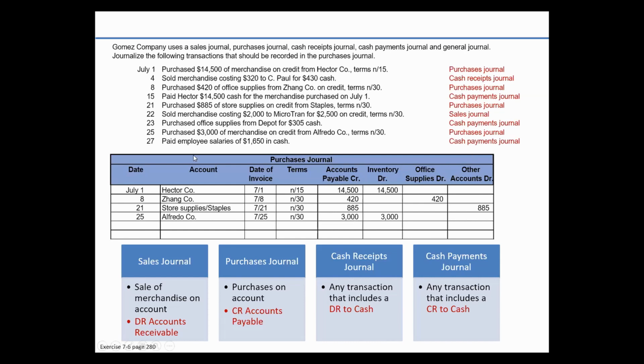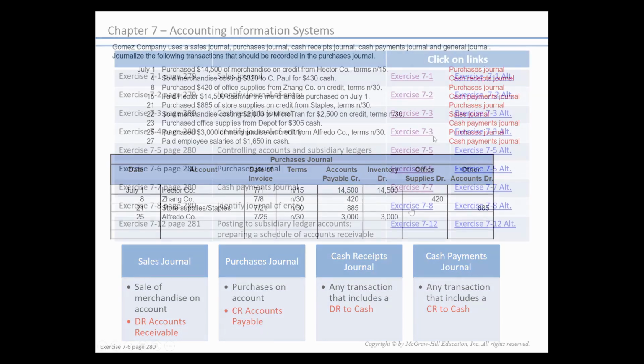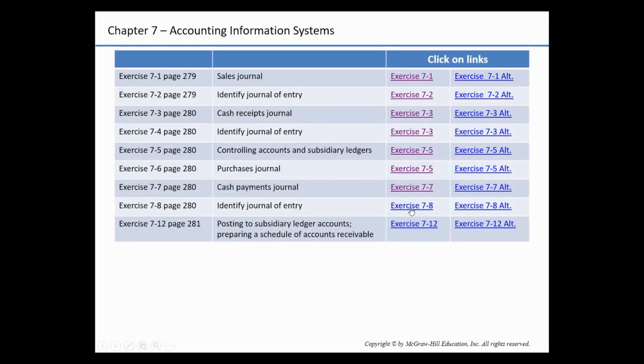And then finally on the 27th, we paid employee salaries of $1,650 in cash. Now, again, this could have been by check or direct deposit, but still, it'd be cash, like we say. So that goes in our cash payments journal, which is identifying the journal for entry.